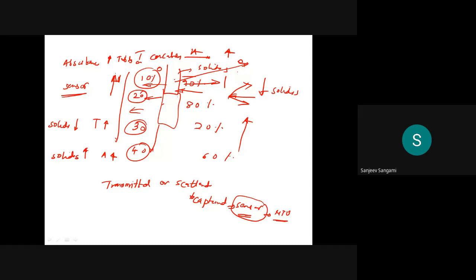Now overall you can understand that the principle behind it is the absorption principle as well as the scattering principle, and the unit we are measuring is NTU. NTU stands for nephelometric turbidity unit. We already finished the pH experiment, where we calibrated the instrument. Here also we have to calibrate the instrument before starting.